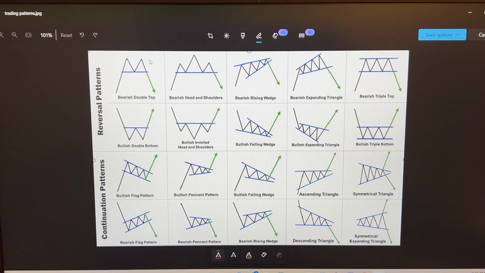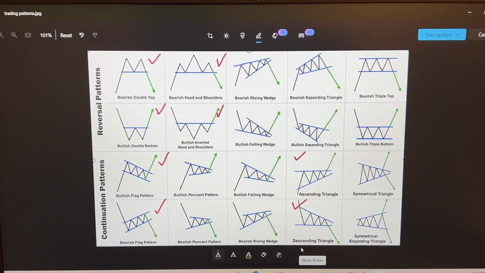Like I said before, I've covered bearish double top, bullish double top, bearish head and shoulders, bullish head and shoulders, bullish flag pattern, bearish flag pattern, and then I covered ascending triangle and descending triangle, and that's it. So we covered 8 chart patterns for now. Today I'm gonna cover the rest.